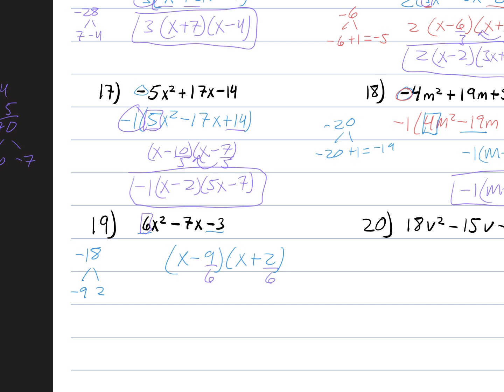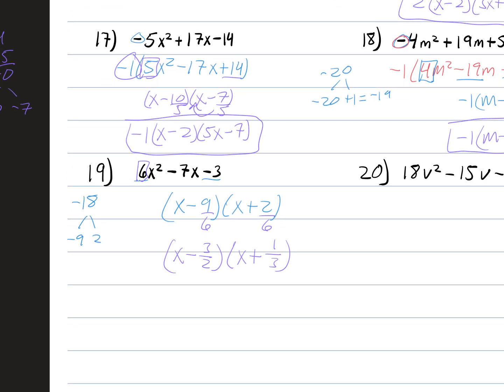All right, there is a 6 in the front, so I'm going to divide everything by 6. All right, these do simplify. I'm going to get x minus 3 over 2 and an x plus 1/3. These do simplify, but they're still fractions. If they're still fractions, you still want to slide it out front. So in this case, you slide and you divide. So it's going to be a 2x minus 3 and a 3x plus 1.